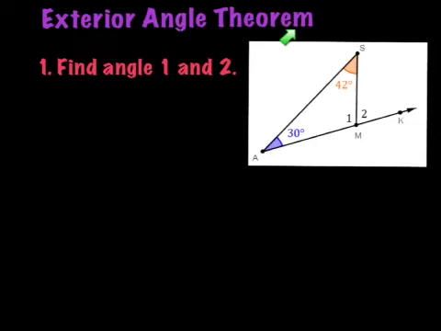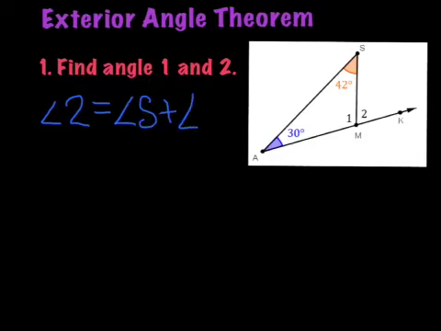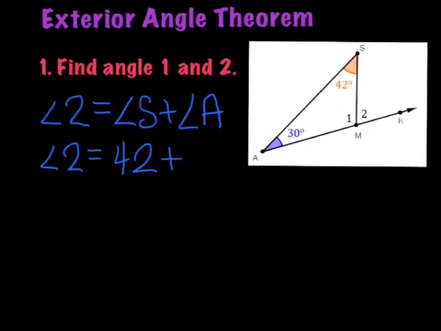So the exterior angle theorem tells us that angle 2 is equal to angle S plus angle A. So let's just plug in what we have. Angle 2 will equal angle S is 42 and angle A is 30. So angle 2 would be 72.